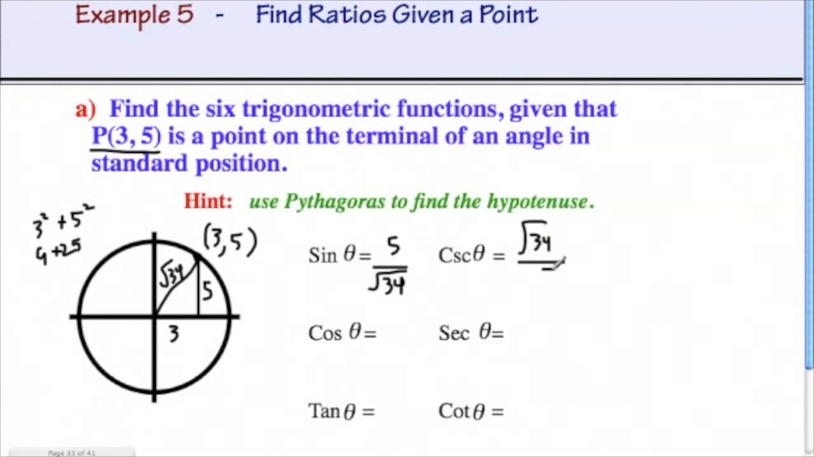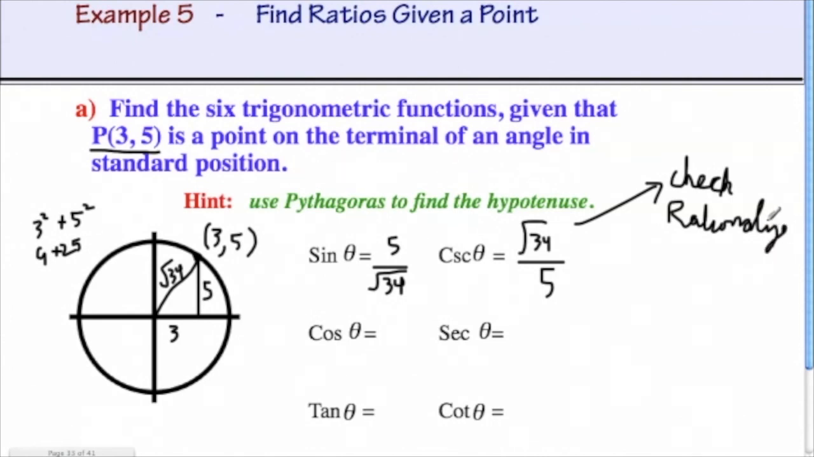Now I'll just mention, because you see that radical sign there, you always want to check with radicals. You want to check for rationalizing. So just make sure you check to rationalize. All right, and I know that one doesn't rationalize, but sometimes they may. So just make sure you check to rationalize.